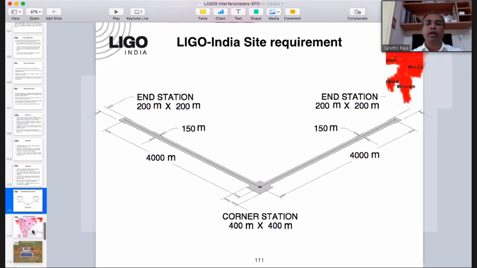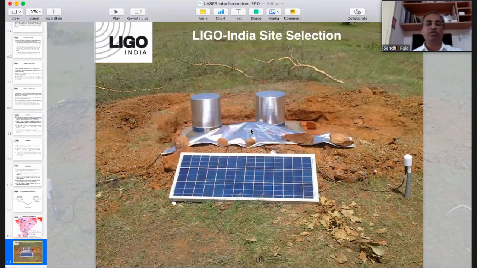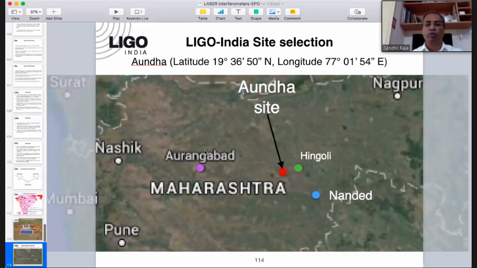So, as I mentioned, these are the 22 sites that were looked at very seriously, out of which 4 were shortlisted. And teams from IISER Kolkata, IUCAA, IPR and RRCAT contributed to the initial seismic surveys, of a short term of a couple of weeks, to make sure that the sites have the required seismic properties to be able to take them further.